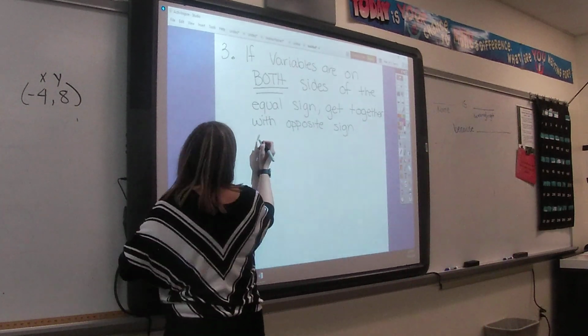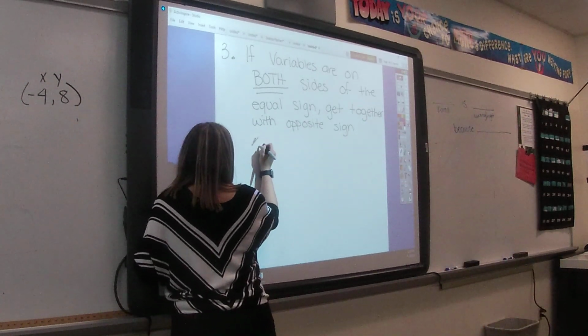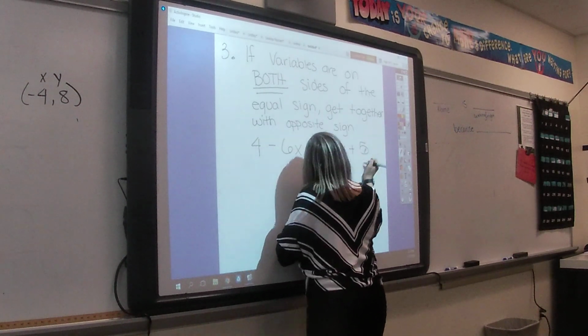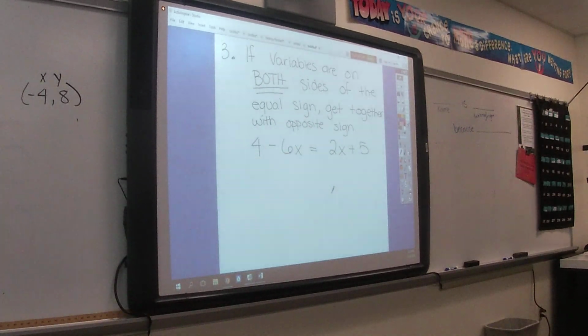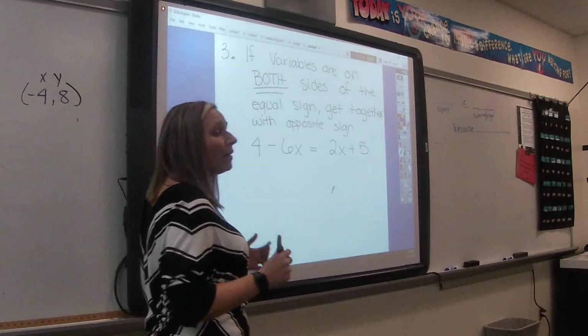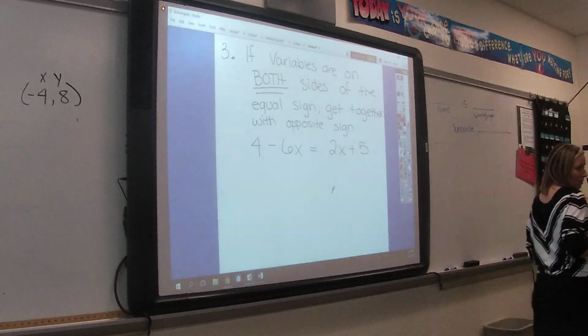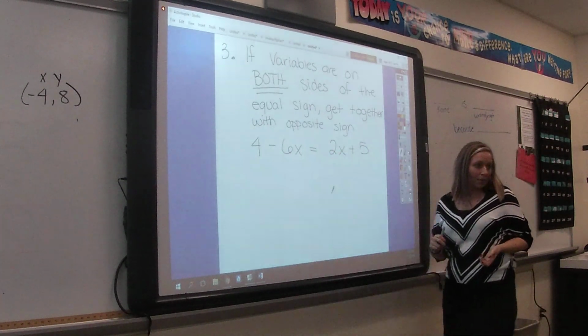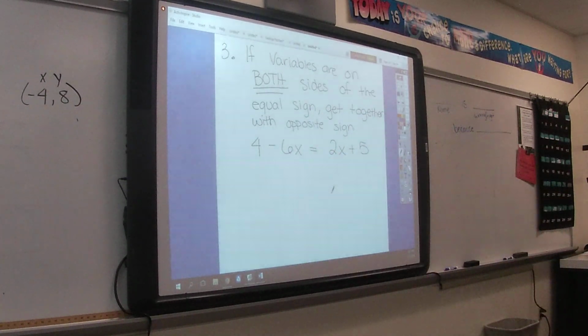Okay, if we have something like this: 4 minus 6x equals 2x plus 5. Right, we have variables on both sides of the equal sign. If those variables are on both sides of the equal sign, we cannot just combine them. So we can't just look at these and say, okay, let's put them together. We'll have to get them together with inverse operations and use the opposite sign.